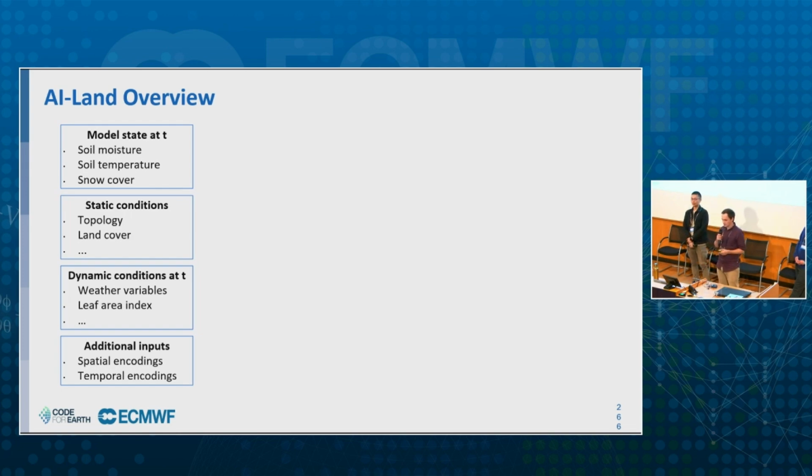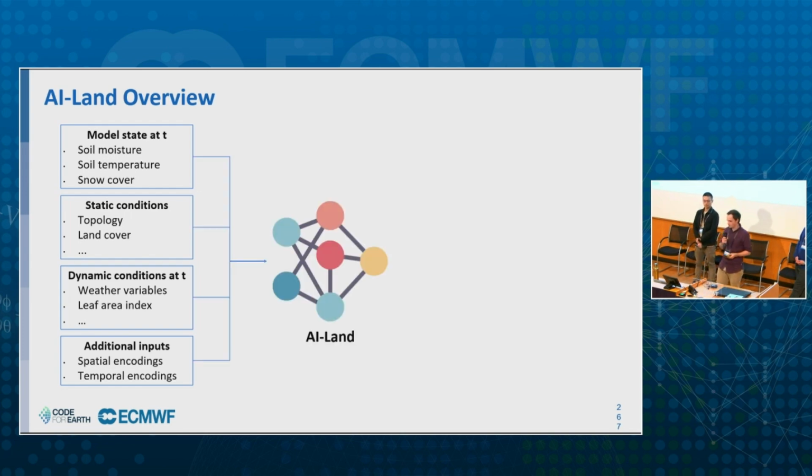And then what we also add is additional inputs: spatial and temporal encodings, and these basically inform the model about where on Earth a certain data point is located, and also about the time within the year, or also the time within the day that we actually try to emulate. So all of this is fed into AI Land, which for the time being could be any machine learning model actually.